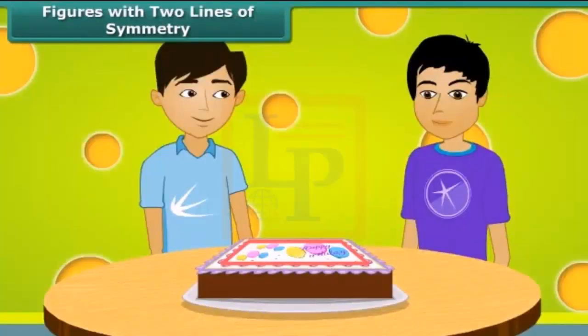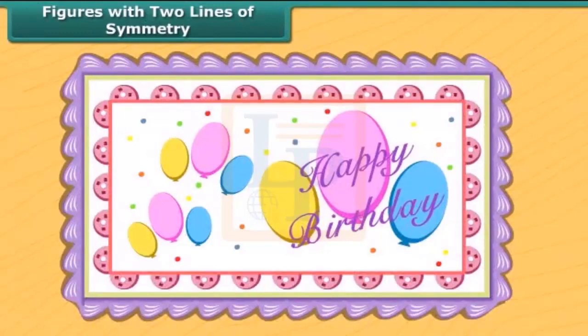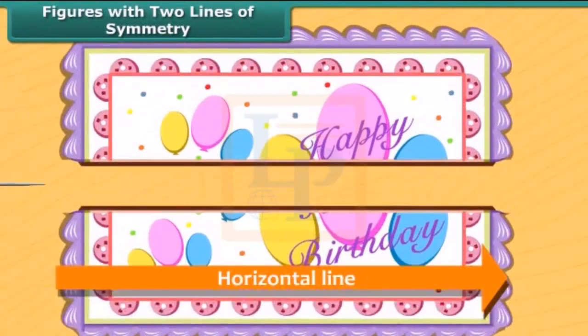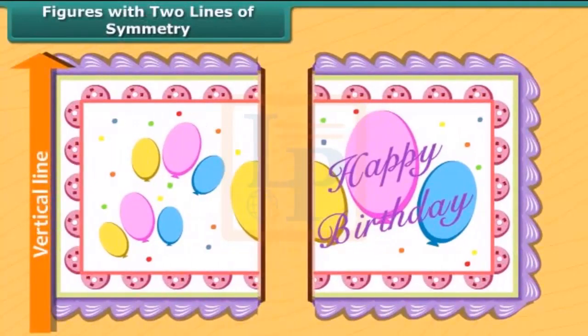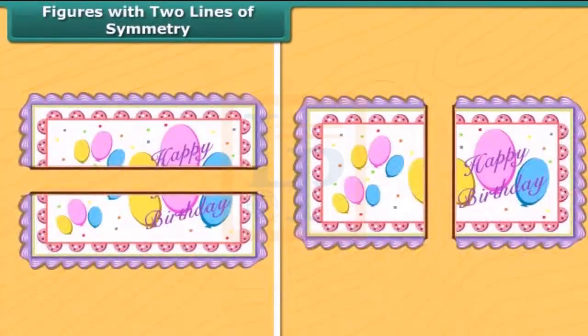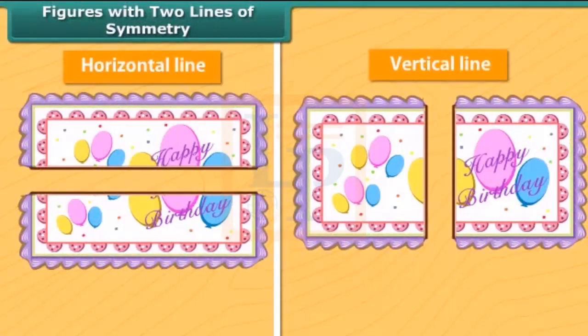Manu and Mrinal have one rectangular cake. Each of them want exact half of it. The cake can be divided in two ways to give equal halves. Do you want to know how? Let us find out. The cake can be divided along the horizontal line so that its two halves match each other. It can also be divided along the vertical line. So the cake has two lines of symmetry along which it can be divided to give two identical halves. Thus we can say that a rectangle has two lines of symmetry.